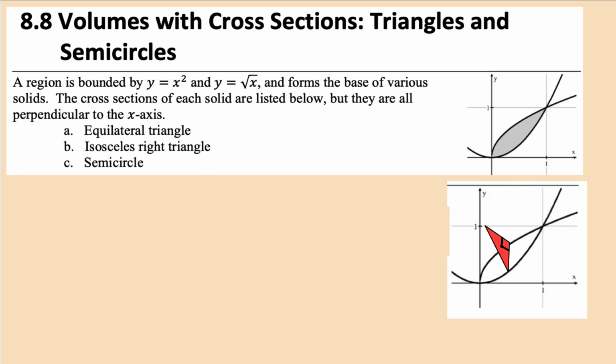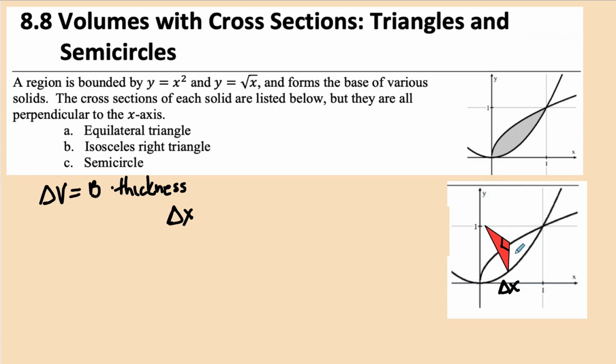And now we're going to take a look at a semicircle. Oh no, we're doing an isosceles right triangle. So now we're going to have a triangle, but it's not going to be equilateral. It's going to be an isosceles right triangle where one of the legs is going across. So let's go ahead. Our delta V will be the area of the base times the thickness. And we're perpendicular to the x-axis, so that'll be a delta x. So this little thickness is delta x.